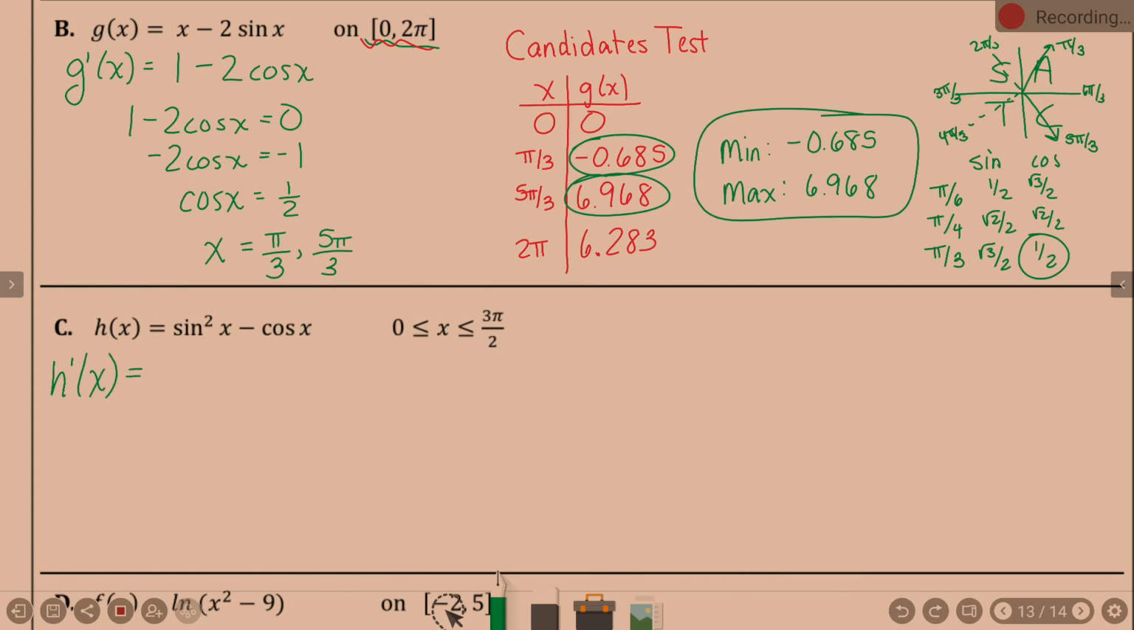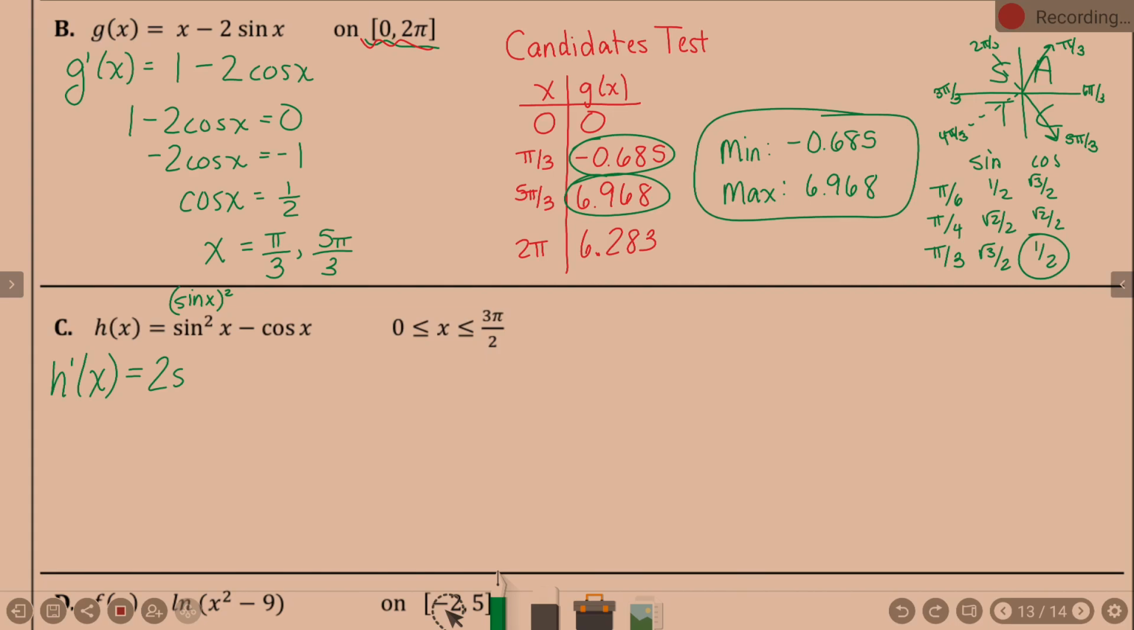Derivative of sine squared x. 2 sine x times cosine x. What's the question? 2 sine x times cosine.